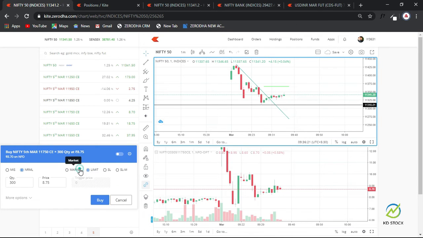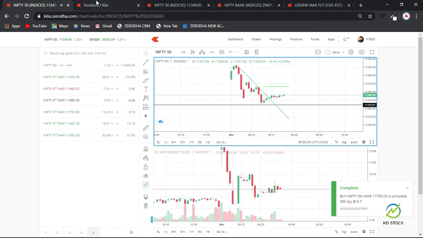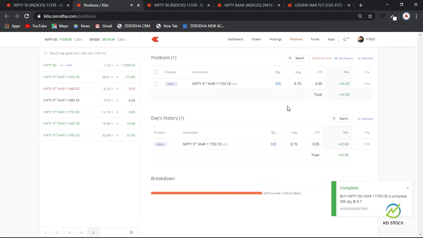Now it seems the market is quite ready to take our buy order. So let me place the buying order at the limit of 8.7 rupees for the 300 quantities. And guys, we are done with our buy. These are the positions we are holding right now.